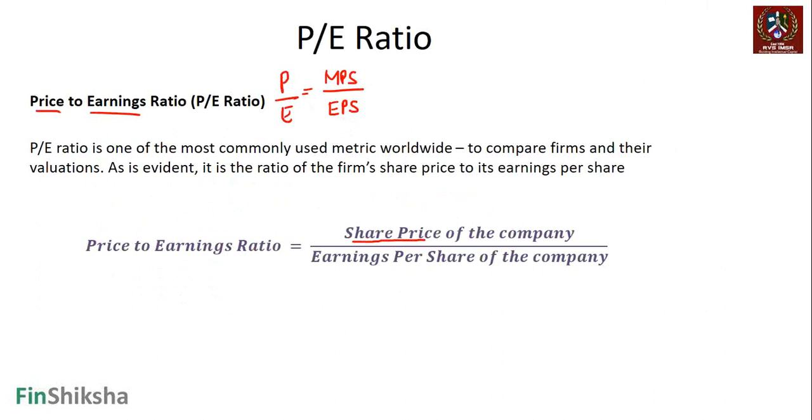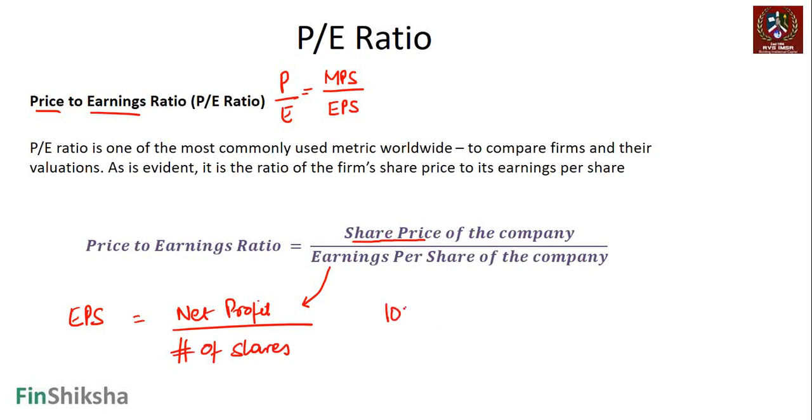Let's try and understand the interpretation of what this means. So what is earnings per share for the company? What do we mean by EPS? EPS is basically the net profit of the company divided by the number of shares of the company, right? What does this mean? If a company has a net profit of 100 crore and a total number of shares of 10 crore, then the EPS is rupees 10. EPS is rupees 10. What does that mean?